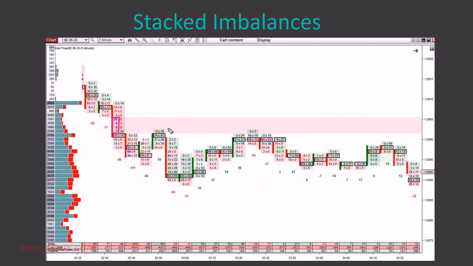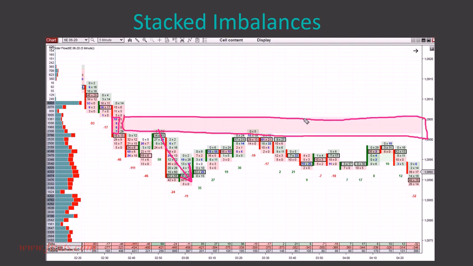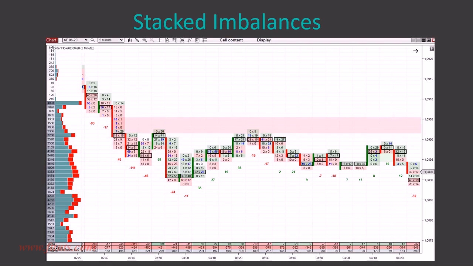Aggressive sellers in here, and this is the first test. Now the software will print this highlighted area until the whole area gets tested. That's why it didn't stop in here when it got tested. All right, that's how it was made. The whole area needs to be tested before this highlighted zone disappears.